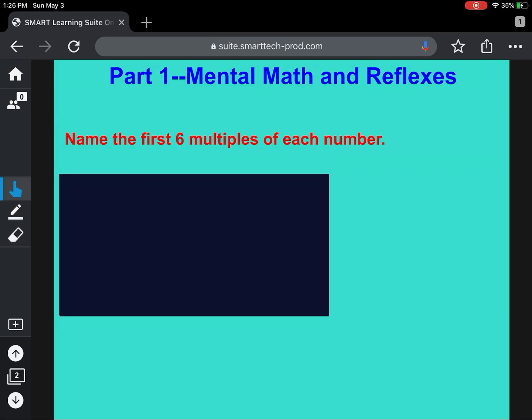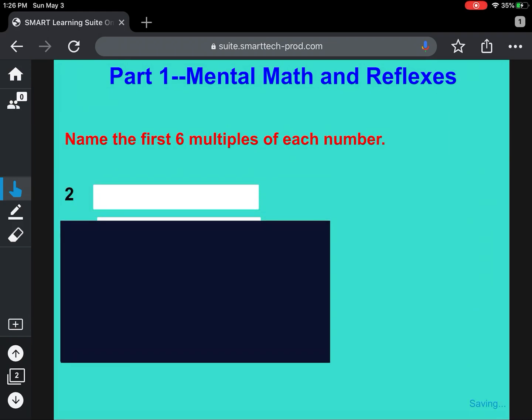For mental math, the first thing you need to do is name the first 6 multiples of each number. Remember, a multiple is like counting by a specific number, or taking that number and multiplying it times 1, times 2, times 3, times 4, and so on. I'll do the first one to help you remember. For this one, you're supposed to name the first 6 multiples of 2.